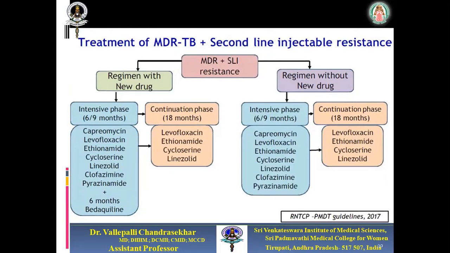This is the treatment chart of multi-drug resistant TB with resistance to second line injectables, SLIs. Whether you are adding the new drug or not, there is the same intensive and continuation phase, except we are adding bedaquiline in the intensive phase, and in the regimen without new drug, here we are adding capreomycin. In the previous slide you saw moxifloxacin, here we are adding capreomycin. You have to remember that when there is resistance to second line injectables, the remaining will be the same.